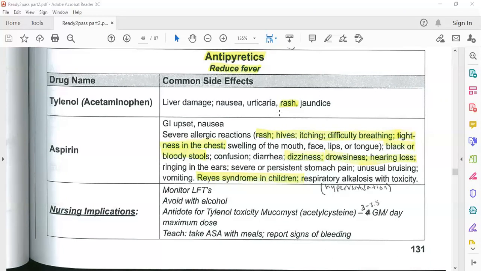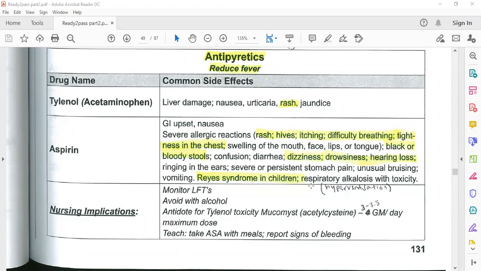Especially for children, if you give aspirin, don't give it, because children have a chance of developing a side effect called Reye syndrome. Okay, NCLEX would like this question. And also aspirin can cause respiratory alkalosis if any toxicity occurs.